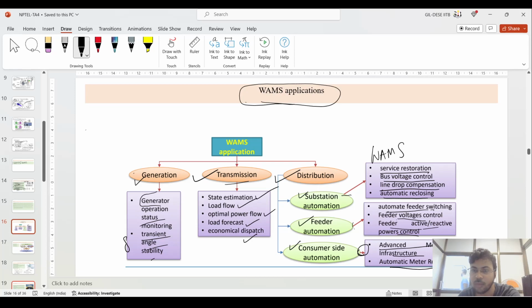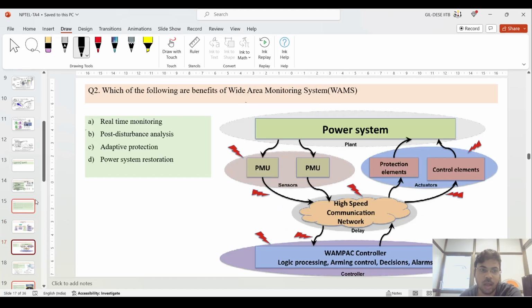And on the consumer side, the advantage is advanced metering infrastructure and automated meter reading, because WAMS also allows bi-directional communications there. If you install PV panels or a wind generation based system at your home, then you can feed power to the grid also. This bi-directional power flow is also one of the applications.